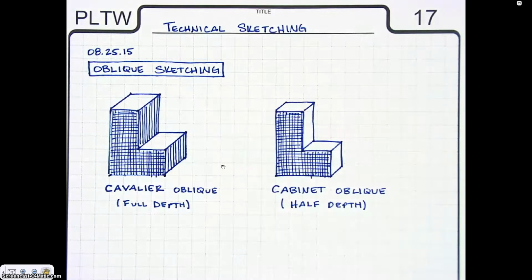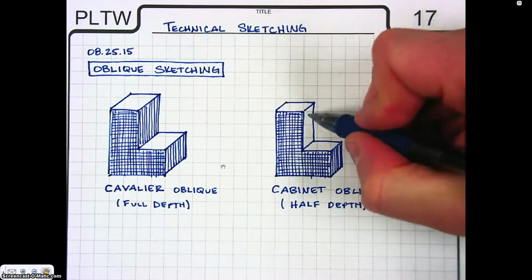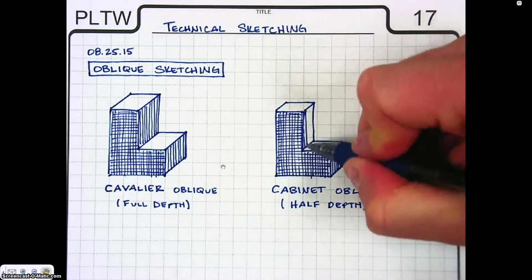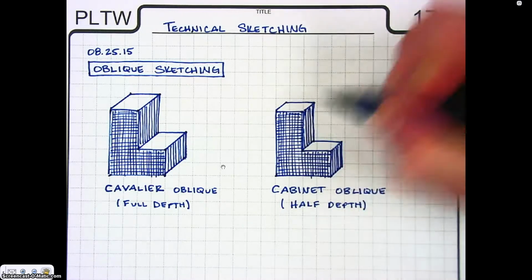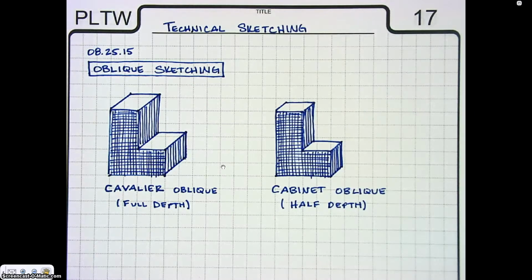So that takes care of that side. Lastly, we'll add some lines on the right side of the object. So there are your oblique sketch examples, the cavalier oblique and the cabinet oblique.